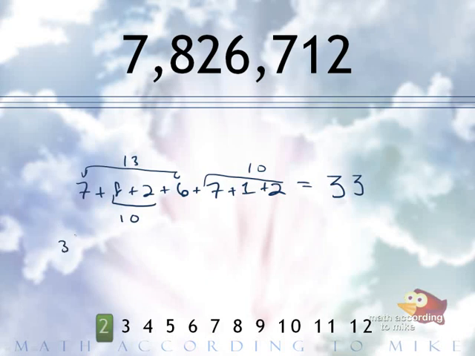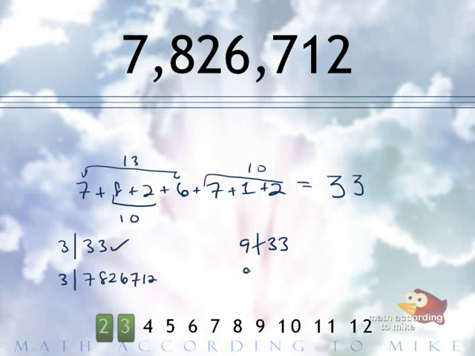Notice that 3 divides into 33, which means 3 divides into our original number, say it with me, 7,826,712. But notice that 9 does not divide into 33, which means 9 does not divide into our original number. I just saved you $50, you're welcome. So that's the rule for 3 and 9.